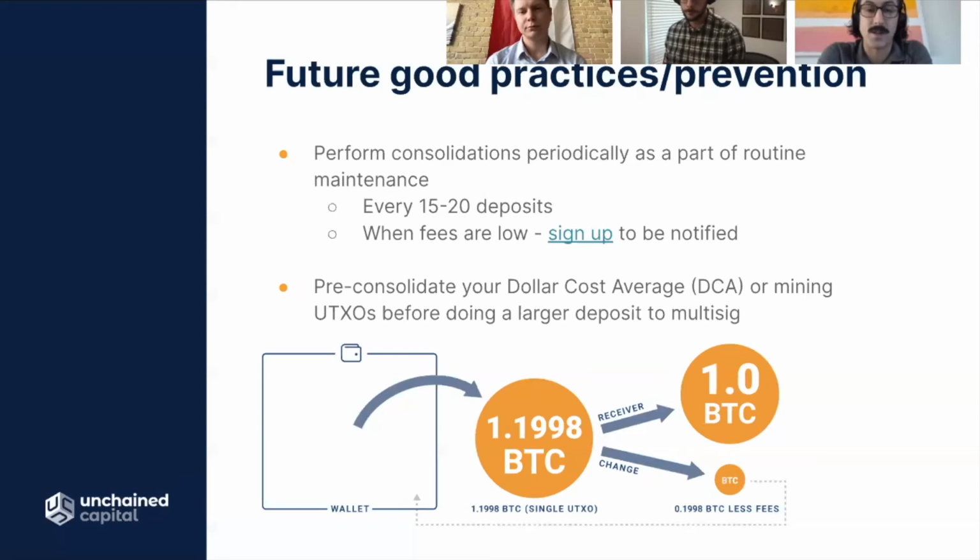Another one is to pre-consolidate your UTXOs before sending them to your multi-signature cold storage vault. For example, I dollar cost average on Swan, and I let it build up to a reasonable threshold before I send them to my Unchained vault. Now, the threshold is a personal decision. There's no specific dollar threshold we recommend, just whatever you feel comfortable with. You could do it monthly or bi-weekly. Then over the course of a year, you might have 12 to 24 deposits into your vault, at which point it's time to consolidate that. That's how we like to think about it.